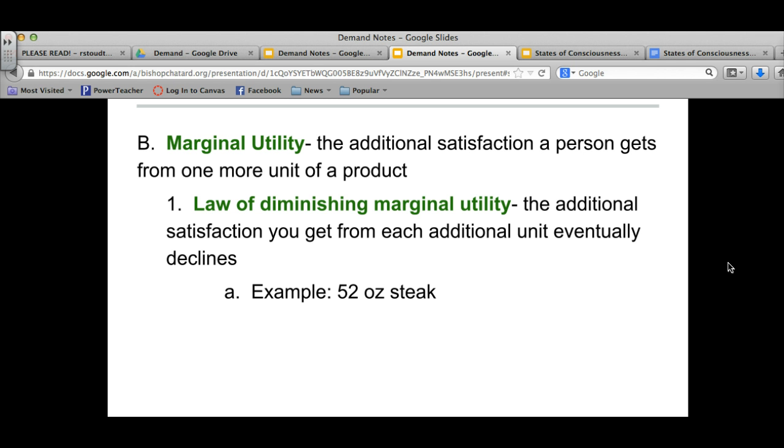The more and more you consume of it, the more tired you get of it, the less and less you like it. I'm not saying you don't still like it, but your utility declines a bit. Your satisfaction declines a little bit.